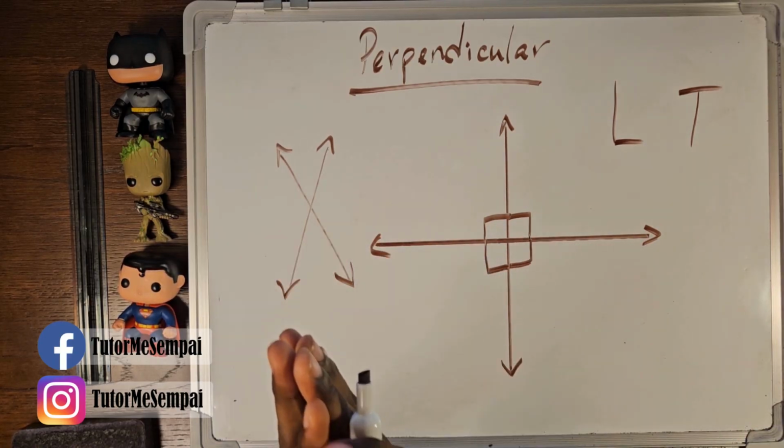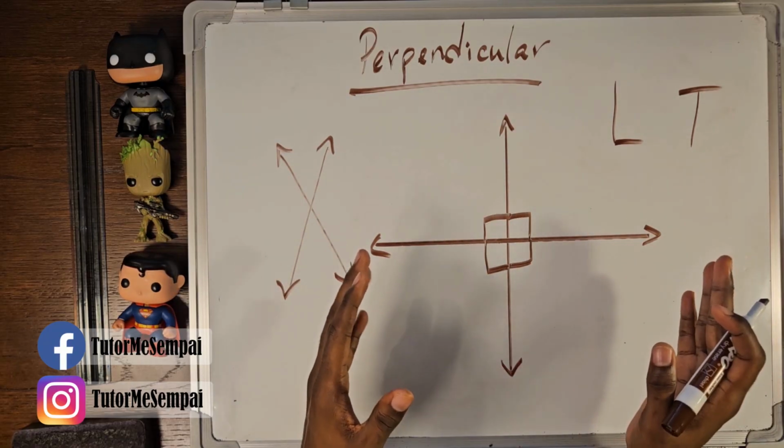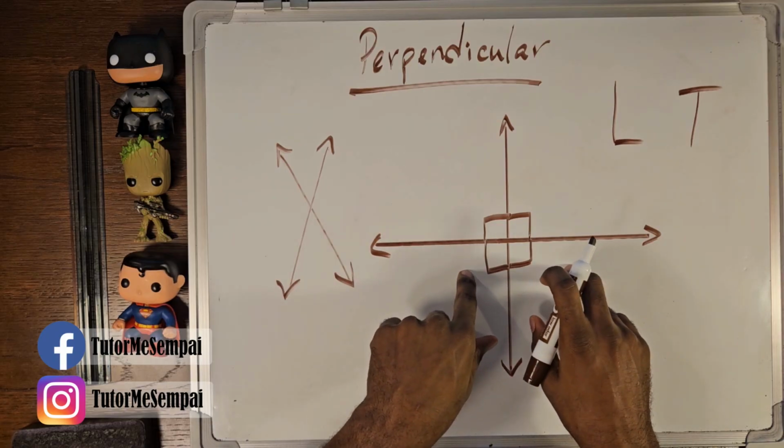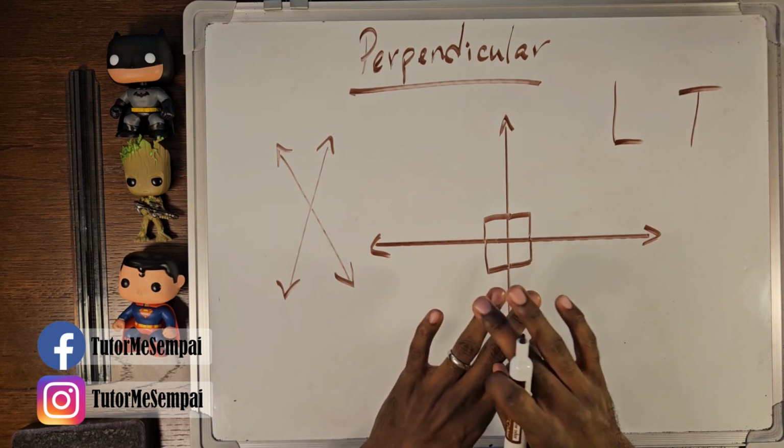So once again, your parallel lines are opposite from your intersecting lines. However, your perpendicular lines are going to be a special type of intersecting line. They touch, but they don't just touch.